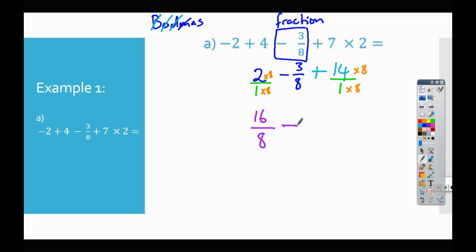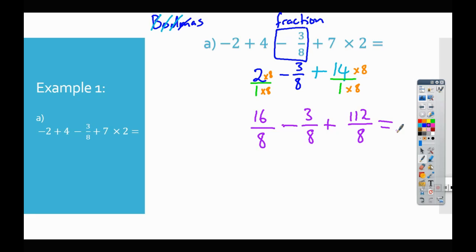3 over 8, and then we have plus 14 times 8 will give us 112 over 8. Now it's a fraction. So with fractions, when the bottom is the same or when the denominators are the same, then all we need to do is to basically add or subtract the numbers that are on top, which is the numerators.